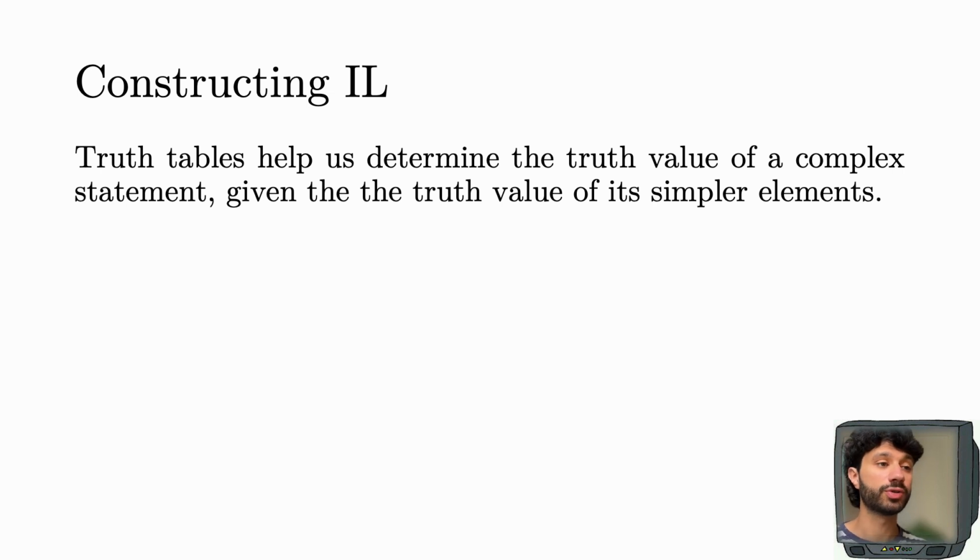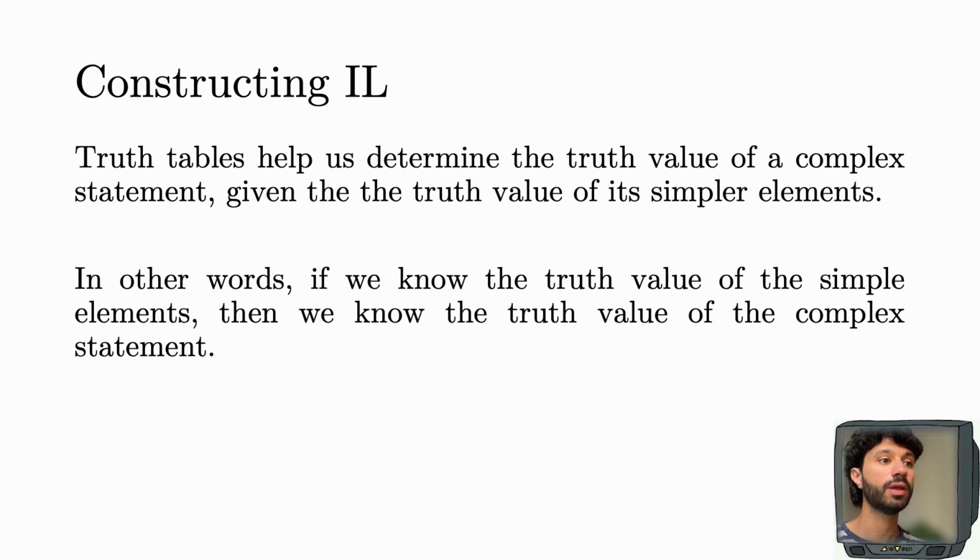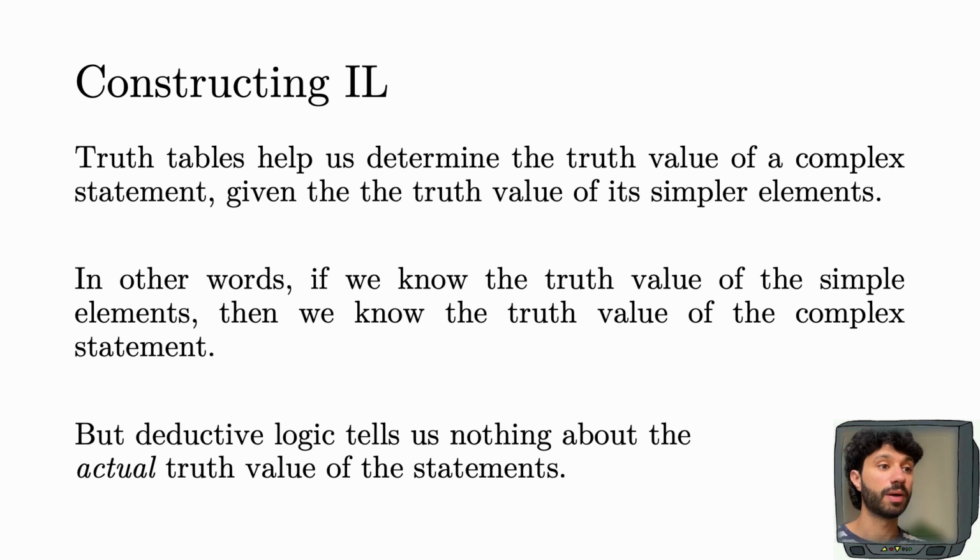Okay, so truth tables, remember, help us determine the truth value of a complex statement given the truth value of its simpler statements or elements. In other words, if we know the truth value of the simple elements, then we know the truth value of the complex statement. Remember, this is just truth value and truth table basics. But deductive logic, remember, tells us nothing about the actual truth value of statements, right? What you care about is whether the conclusion is guaranteed from the premises.